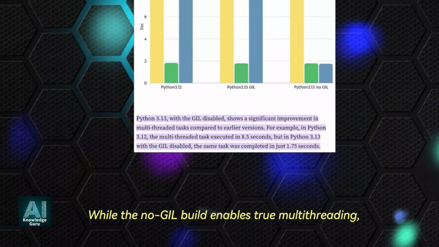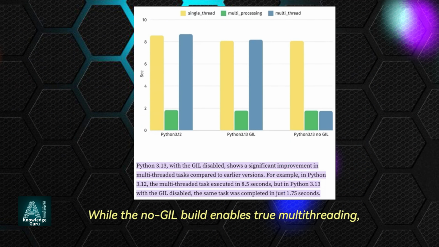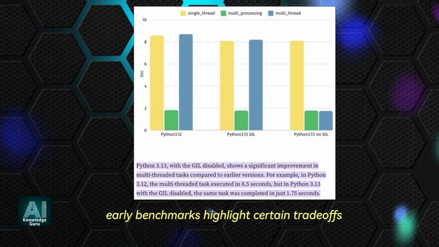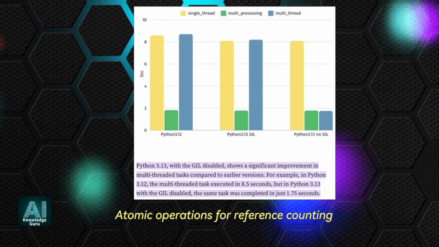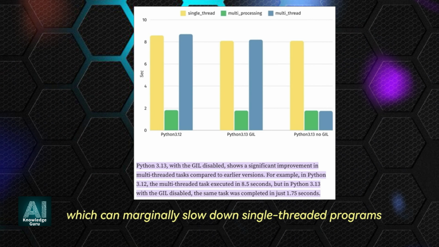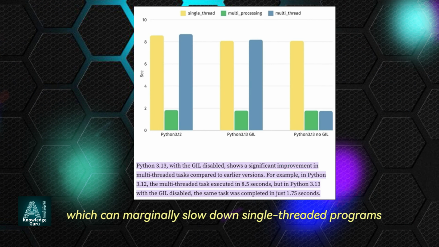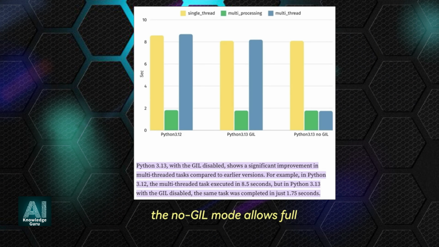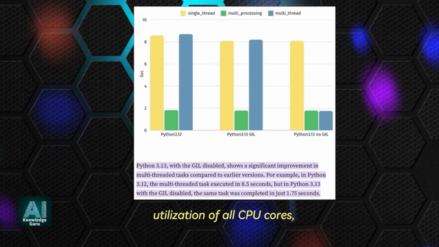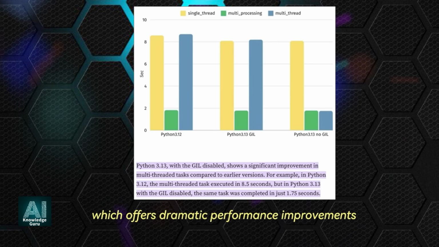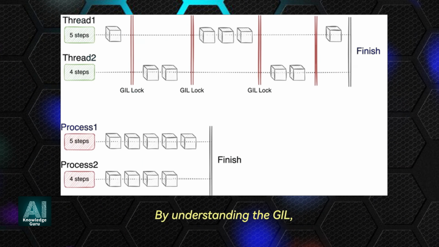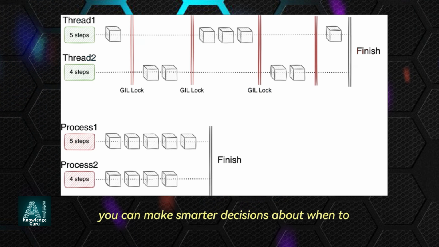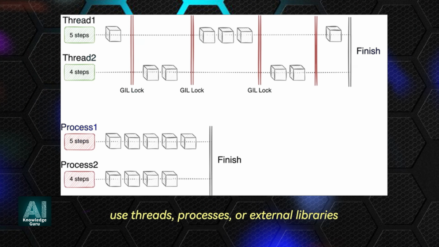While the no-GIL build enables true multi-threading, early benchmarks highlight certain trade-offs. Atomic operations for reference counting introduce some overhead, which can marginally slow down single-threaded programs. And in scenarios with multiple threads executing CPU-bound tasks, the no-GIL mode allows full utilization of all CPU cores, which offers dramatic performance improvements. By understanding the GIL, you can make smarter decisions about when to use threads, processes, or external libraries.